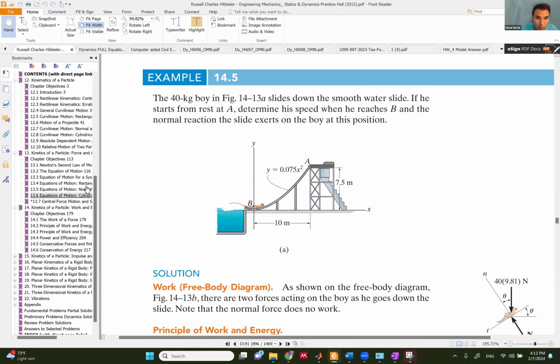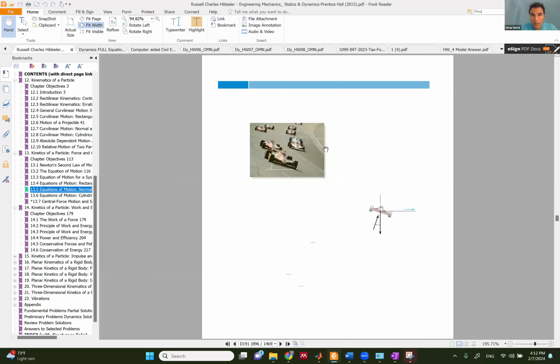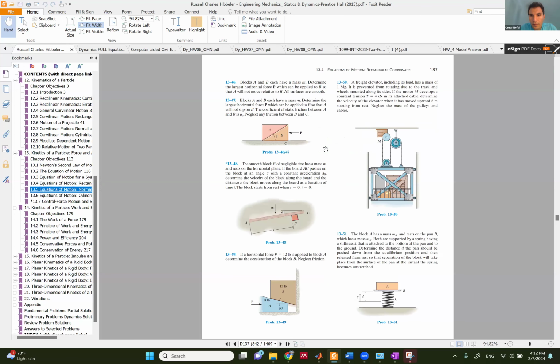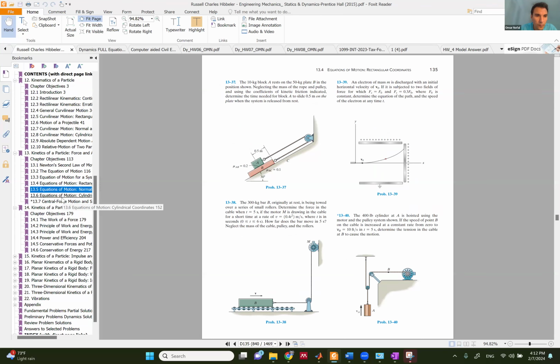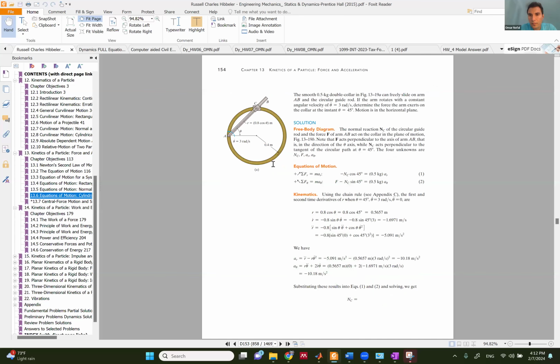Cylindrical. Okay, let's find this one. Okay, so here's, for example, if I want to map this. Let me take a screenshot of this.